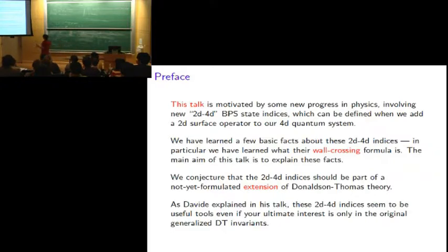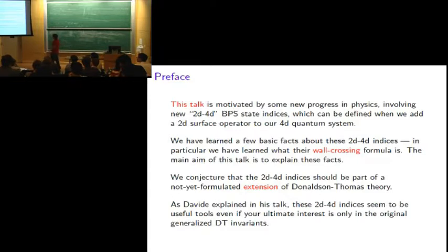So we studied these things in physics, and we've learned a few basic facts about them. In particular, one of the things we've learned is what their wall-crossing formula is. The main aim of this talk is to explain these rudimentary facts that we've learned about the 2D-4D indices. The reason for explaining these to an audience of mathematicians is that we conjecture that these 2D-4D indices are really part of a new, not yet formulated extension of Donaldson-Thomas theory.